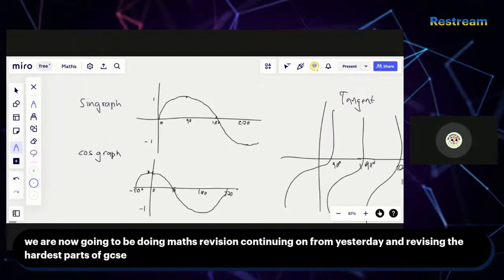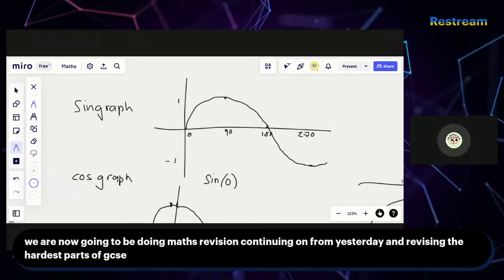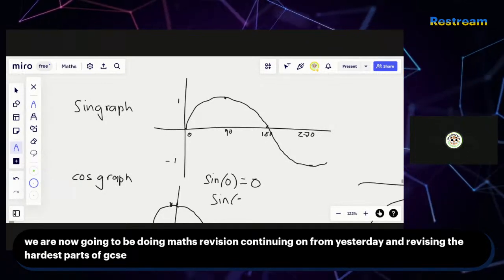Now, the sine graph values. So from this, you know that sine 0 is 0. Sine 90 is 1.